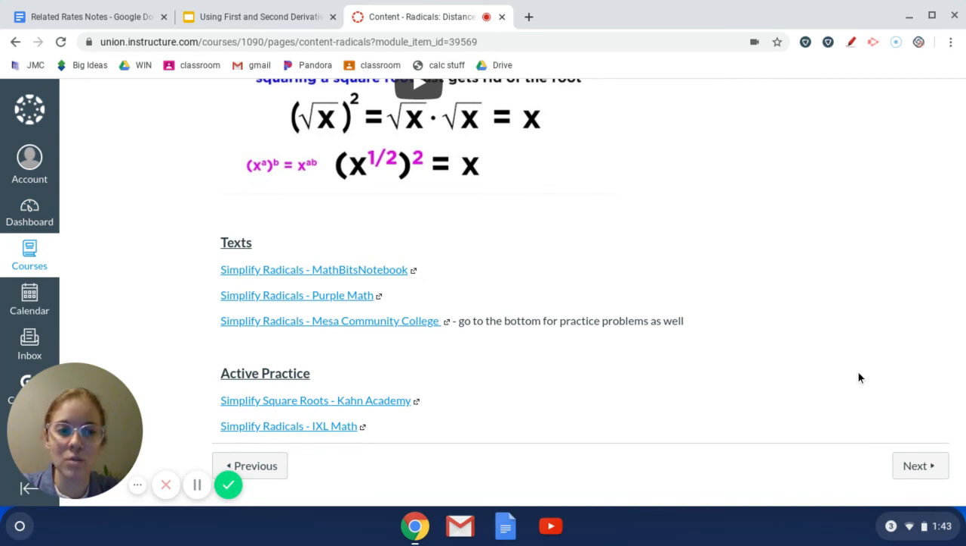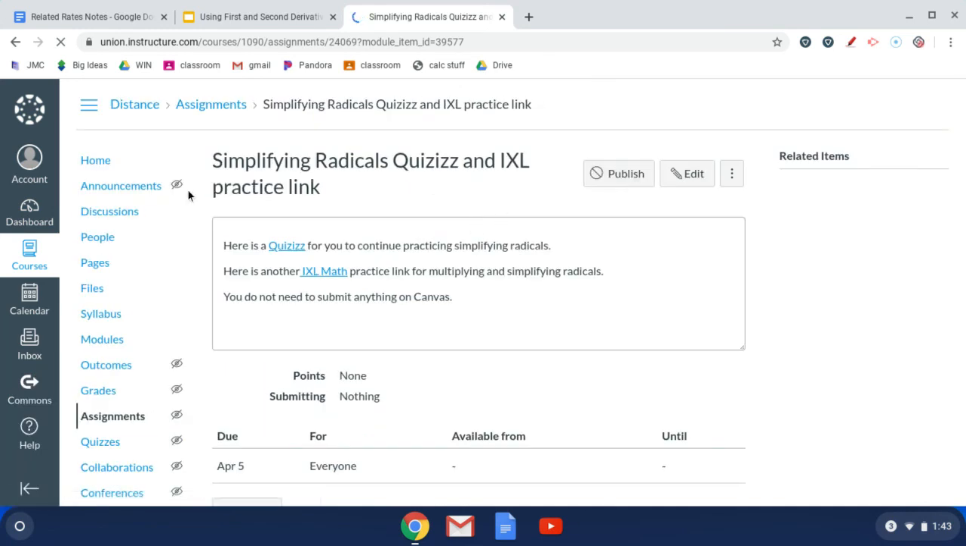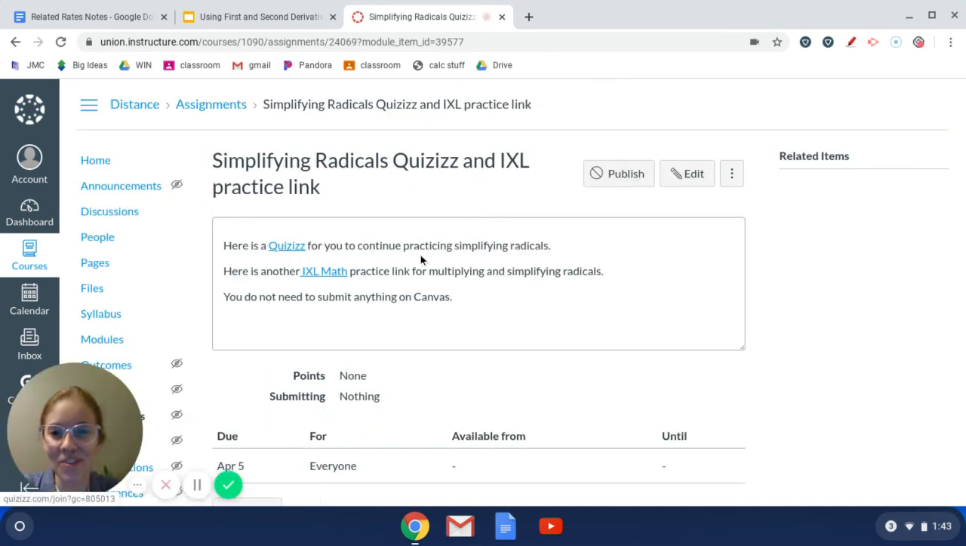And then I think what's left is just some practice links. Yep. So quizzes for you to continue practicing simplifying radicals, and then another IXL Math link. For this, don't submit anything on Canvas. Just practice. Just do what you need to feel confident with this skill.